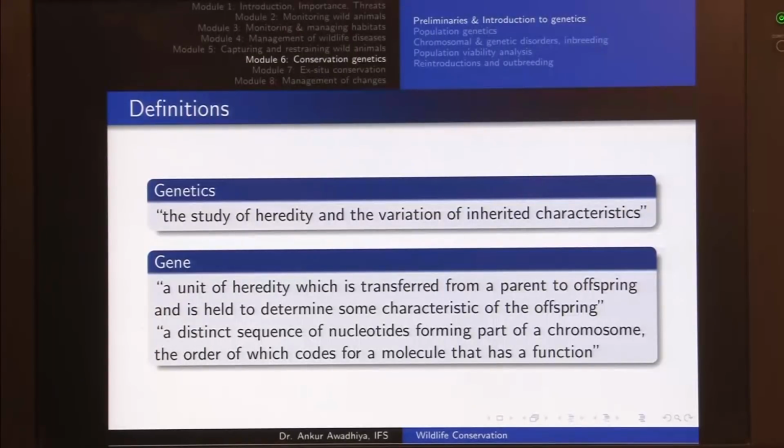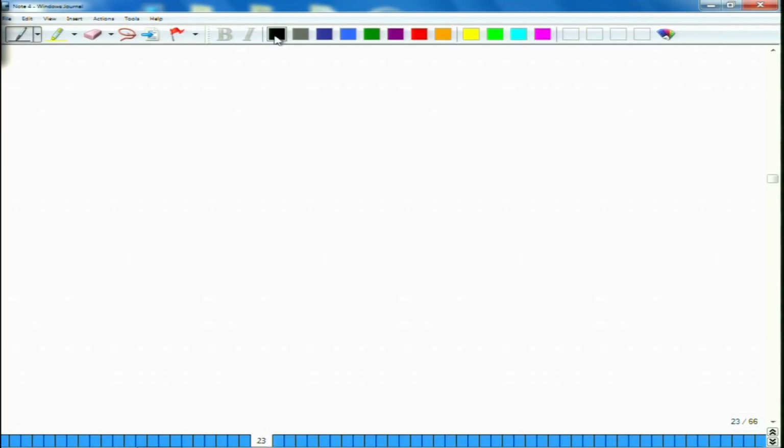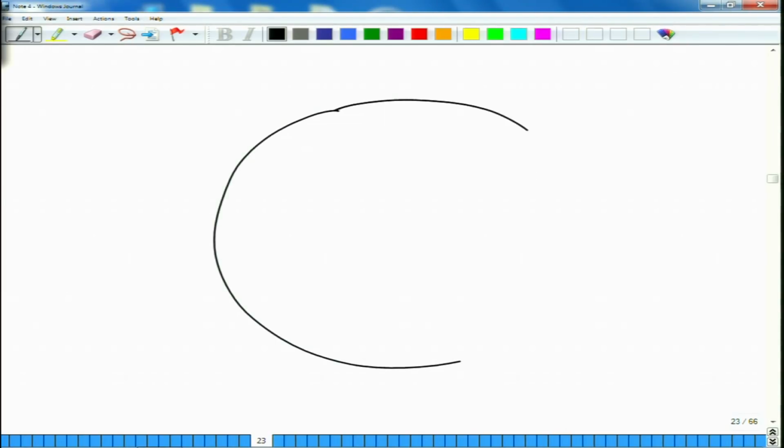Then when we say chromosome, what is a chromosome? Before we go to a chromosome, let us understand how our cells are made. In the case of all of our cells, there will be an animal cell. So there would be a nucleus inside.